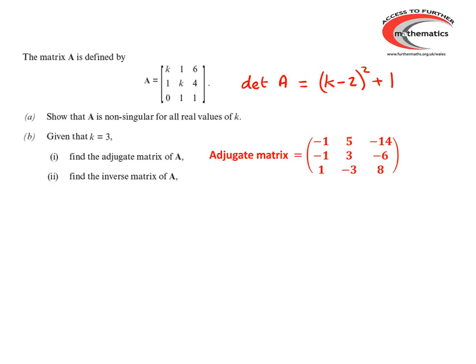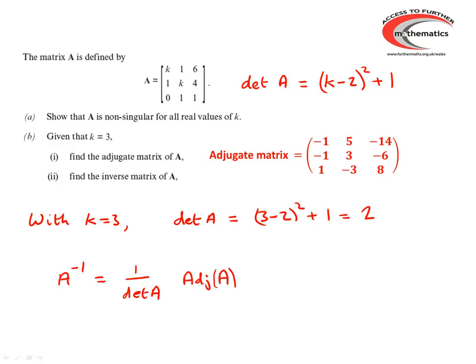Now, we've got to this stage in the question. Finishing it off, finding the inverse matrix of A is now fairly quick. We know that if k equals 3, the determinant of A must be 3 minus 2 squared plus 1, which gives me 2. So the determinant of A is 2, and we know that the inverse matrix is 1 over the determinant times the adjoint matrix, so that gives me 1 over 2 times by the adjoint matrix.